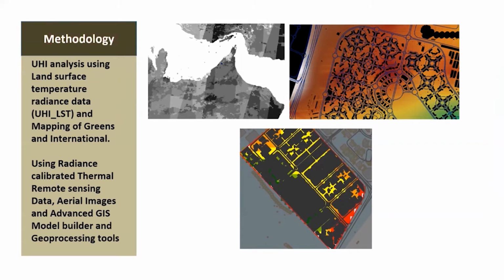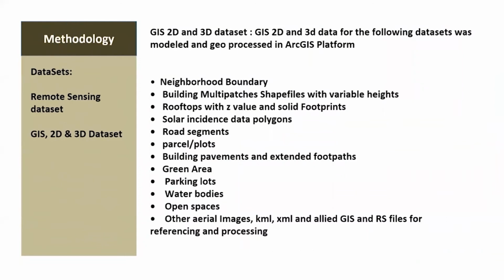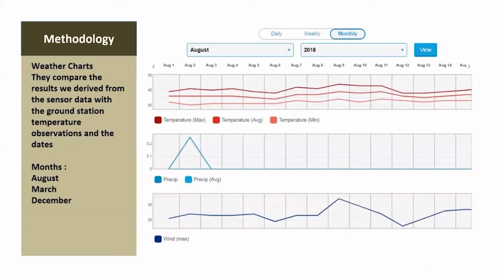The methodology used was GIS, using radiance calibrated thermal remote sensing data, aerial images, and the advanced GIS Model Builder with geoprocessing tools, to understand all the elements that are part of the land surface. So you've got the different parcel plots, the green areas, water bodies, and parking lots.